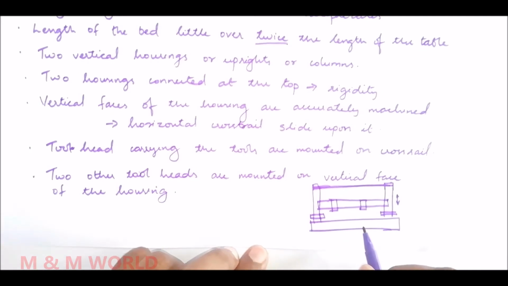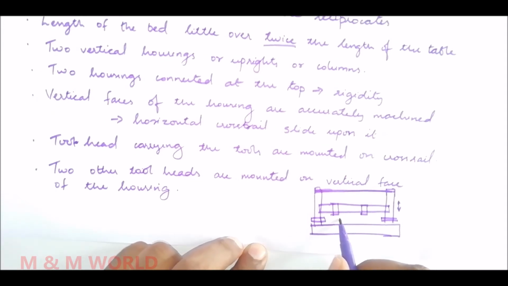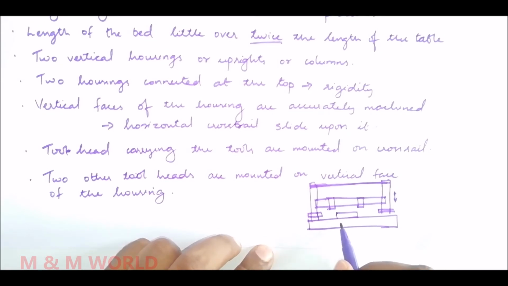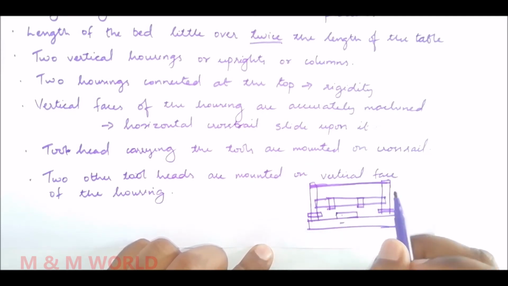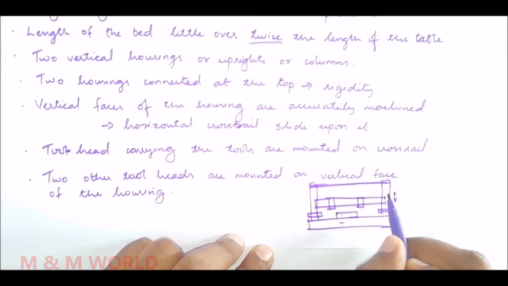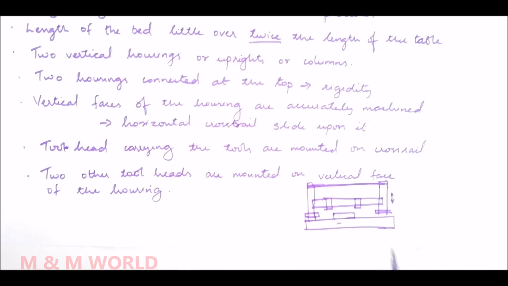This is the table. This is the base. Then we have the workpiece on the table. Then we have two housings, and the two housings are connected by a cast iron member for rigidity, and the vertical faces of the housings are accurately machined so that the horizontal cross rail slides upon them. So this is the double housing planer machine.